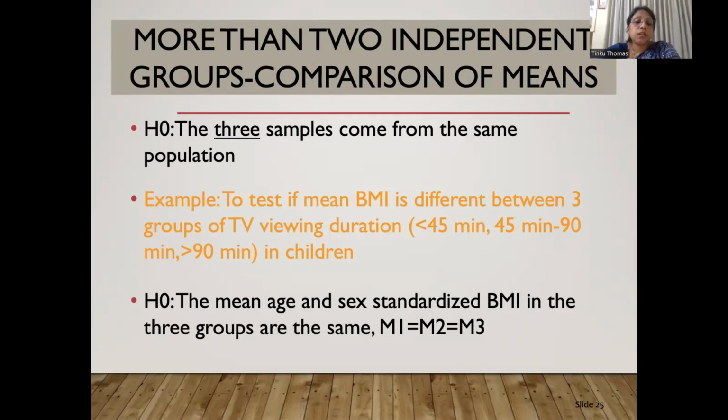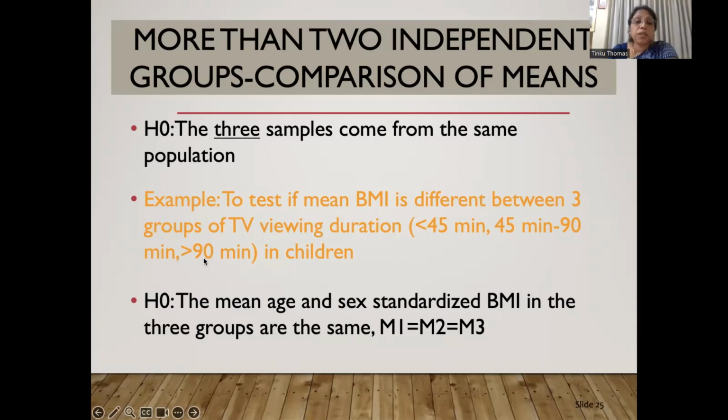So let's see this example. We are comparing the BMI between 3 groups of people based on the TV viewing duration: people who view TV for less than 45 minutes, 45 to 90 minutes, and more than 90 minutes. And these are children, and we are looking at the BMI. So let us say the question is: is BMI related to duration of TV viewing?